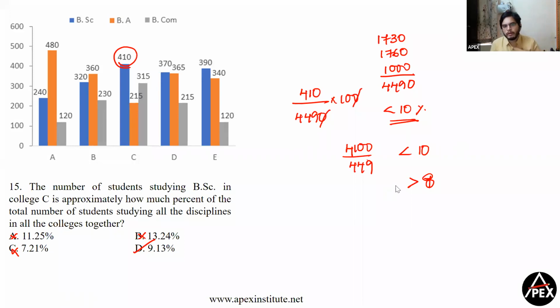How do you know that this is greater than 8? Okay. So what is 450 into 8? 8 fours are 32. 3200 plus 400, 3600. So here we have 4100. It's obviously greater than 8, isn't it?